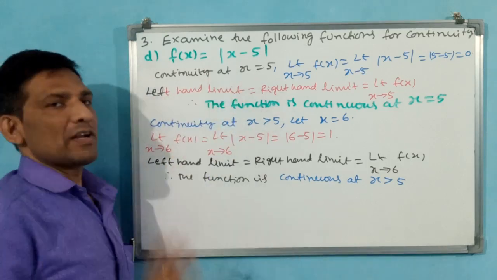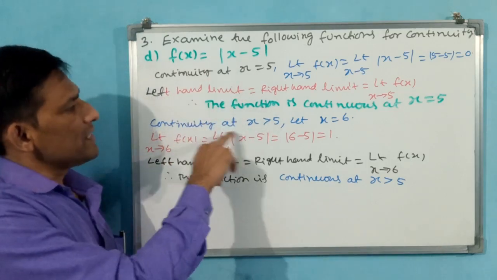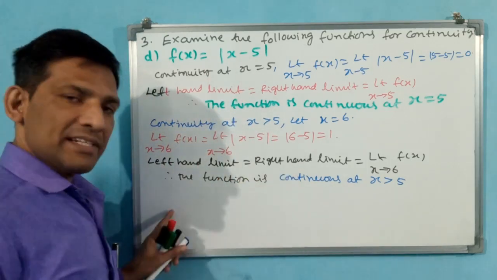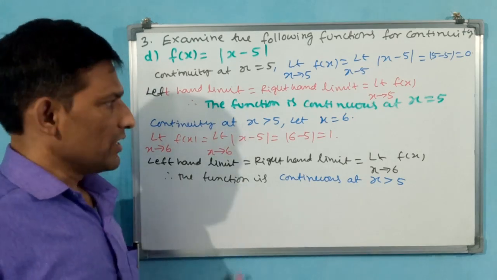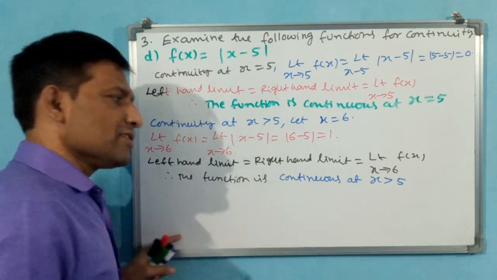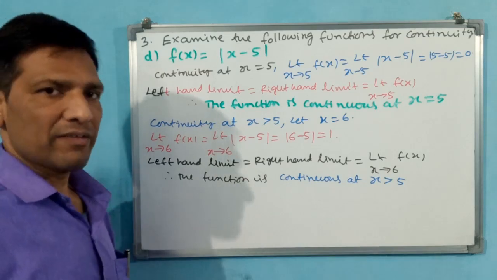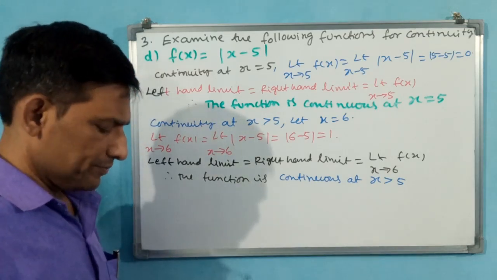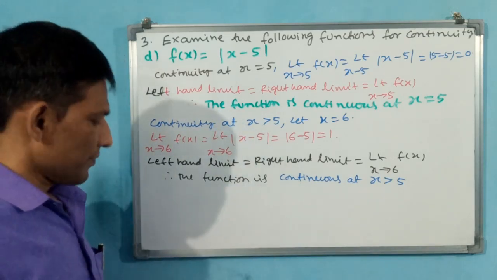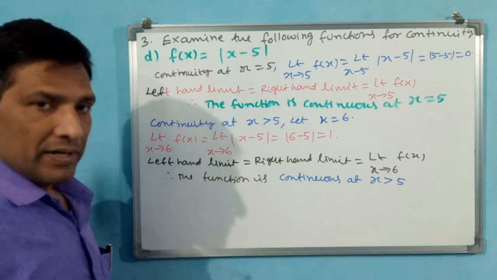X is equal to 5 we have seen. X is greater than 5 we have seen. And we will see x is less than 5. In all areas, if it is continuous, finally we can write that this is a continuous function. Okay, write down now.